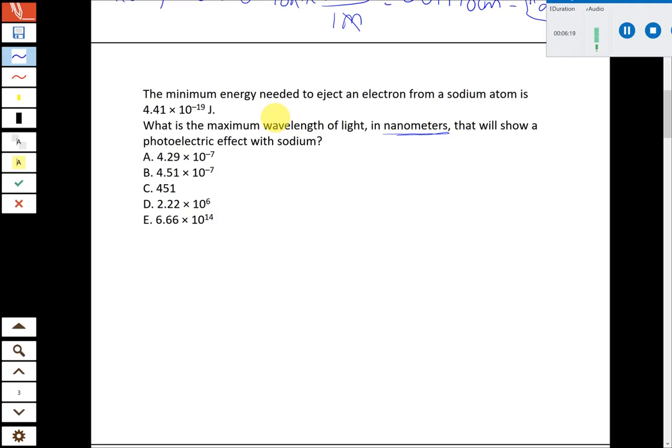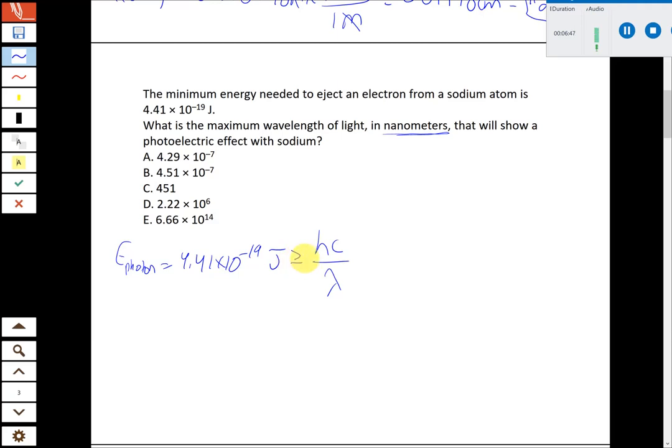So what we have to recall is that we're told that the minimum photon energy is equal to 4.41 times 10 to the minus 19 joules. And the relationship between that and wavelength, we're trying to find a wavelength, it's going to be hc over lambda. So this is, again, one of those other photon equations we should know.